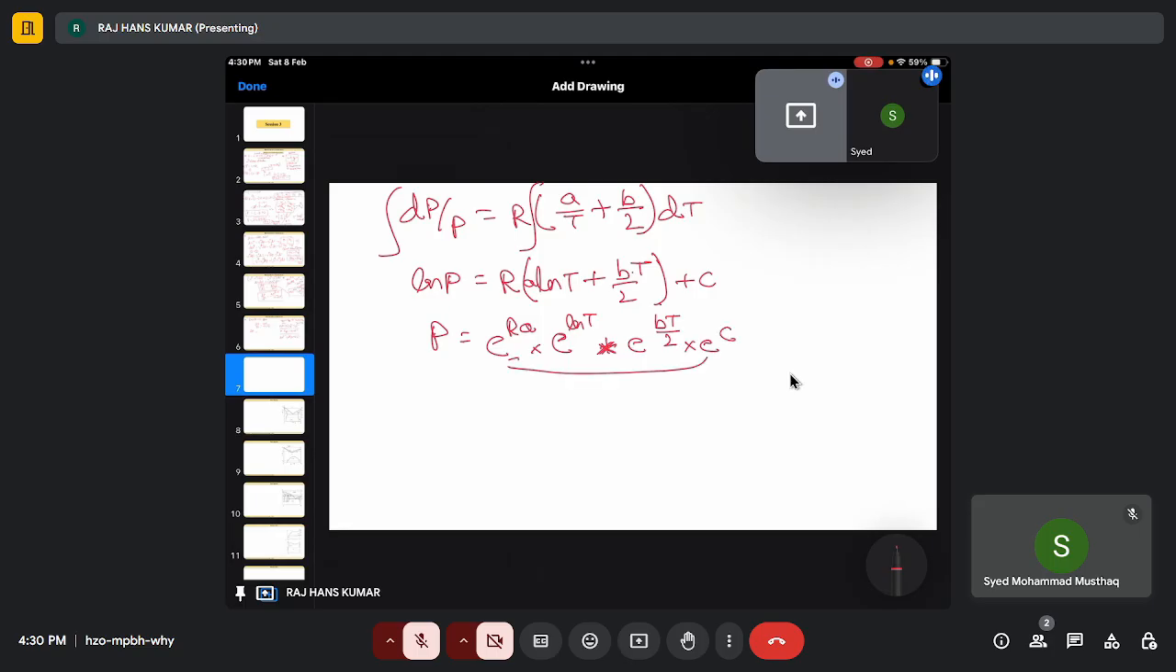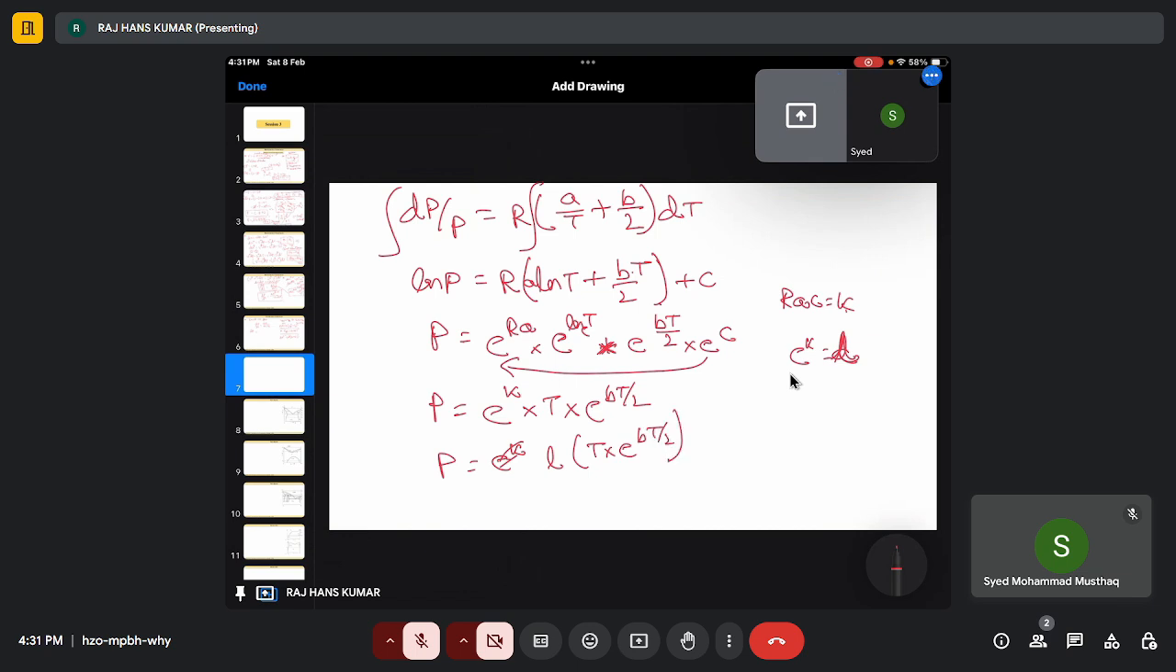Now, if I take constants in one swoop, let's say r a c equals k, e to the power k times e to the power ln t, which again is t, times e to the power bt by 2. So p will be equal to e to the power k, or I can take e to the power k as a constant, d, or I can take it as l, right? Then l times t into e to the power bt by 2, right?